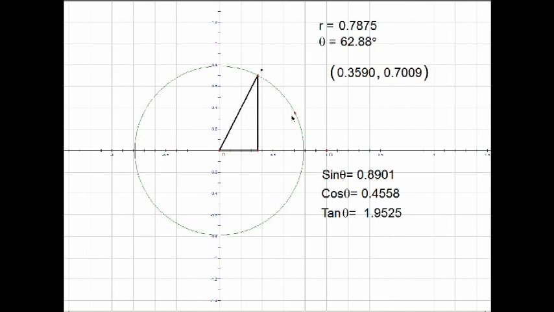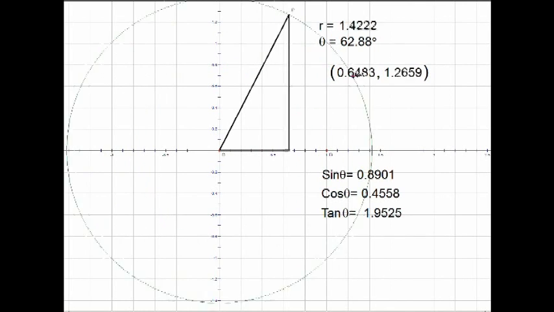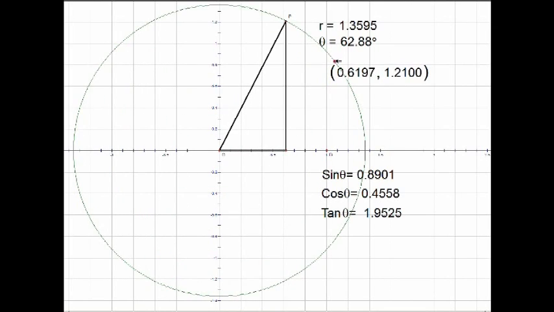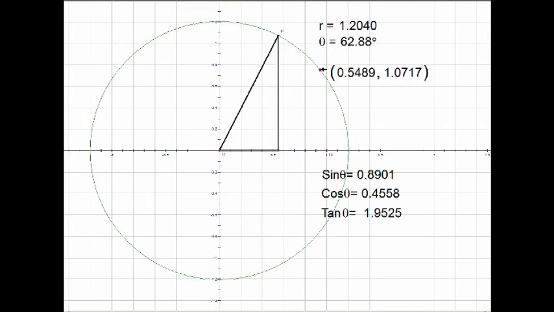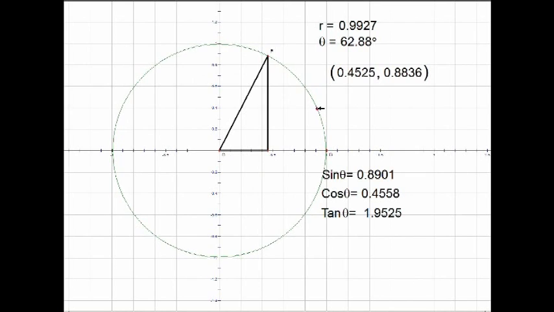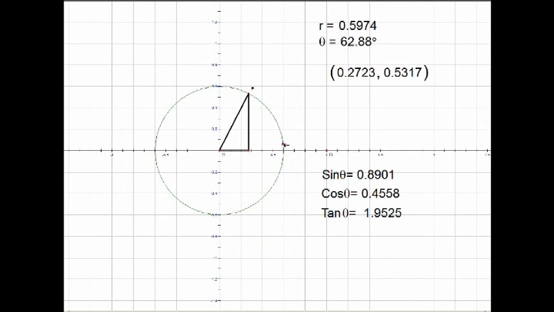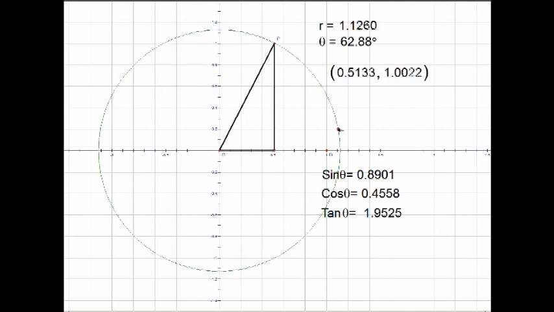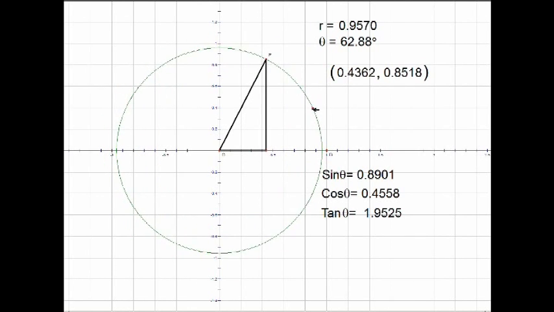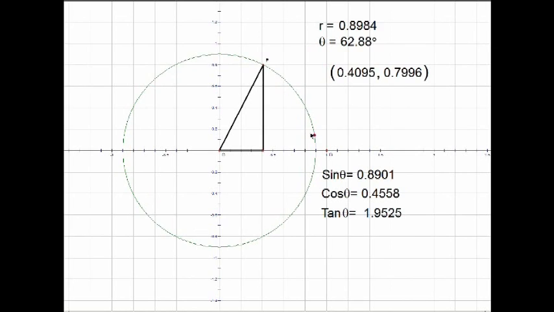First of all, notice that when I change the size of the circle, which changes the size of the triangle, the trig functions do not change. That's because all the triangles are similar, and the functions are based on the ratios of the sides. No matter how big they are, the proportions are all the same. So it doesn't really matter how big a triangle I use. For now, let's just concentrate on sine.